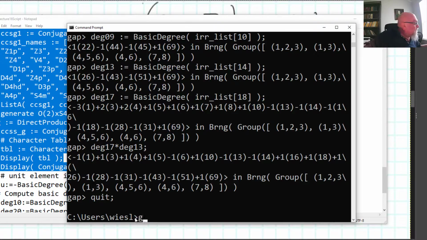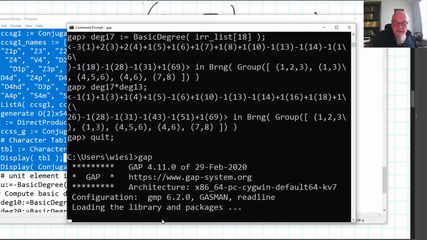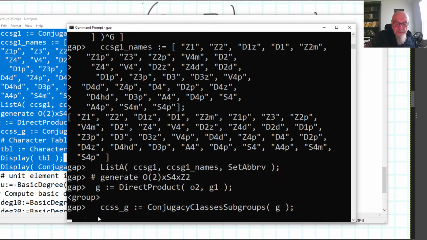Let me run it. So GAP, and we have it, the group. Oh, this is computing the group, as you see, the conjugacy classes in this group. It takes time. You see, it's kind of long. Did you notice? It is not so immediate. We are now slowing down. We are becoming slower and slower.